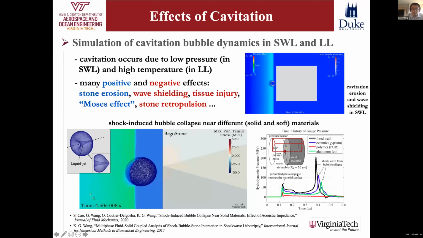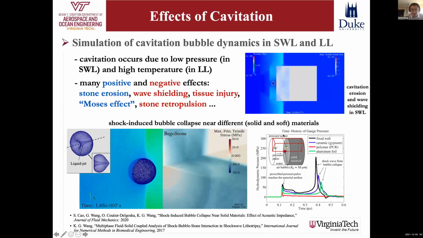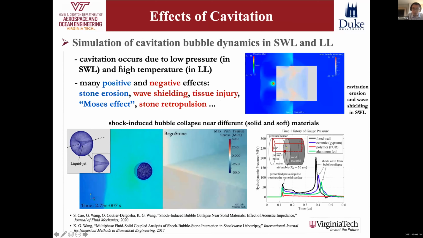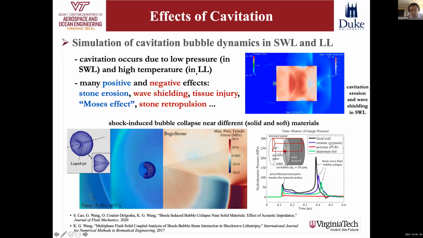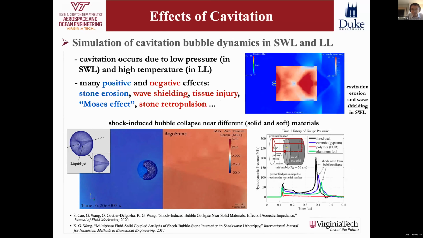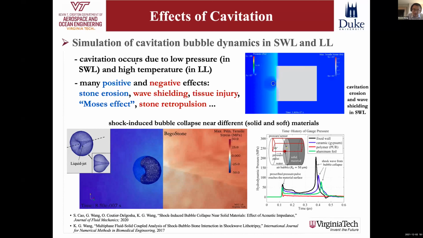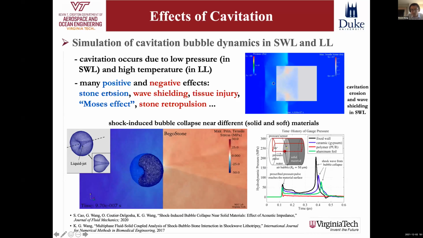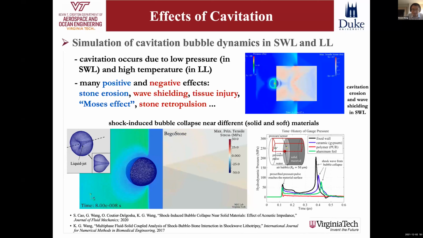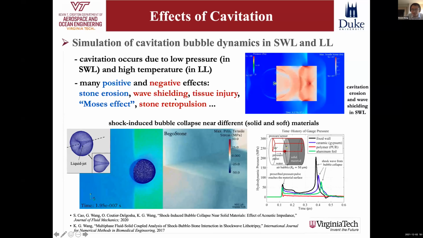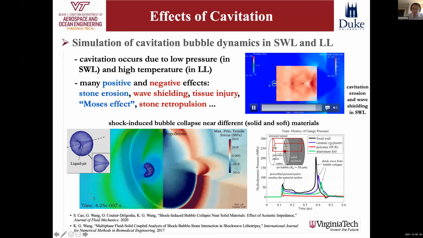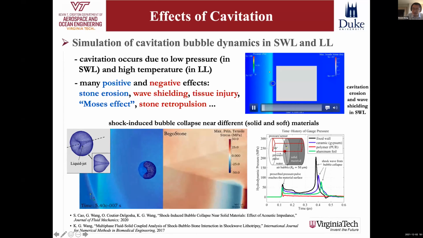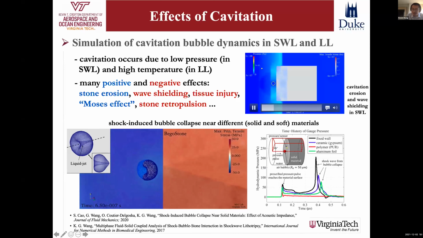Next, a study on the effects of cavitation bubble dynamics. Cavitation occurs in shockwave lithotripsy due to low pressure and also in laser lithotripsy due to local high temperature. The interesting thing is that cavitation and the resulting bubble dynamics has both positive and negative effects. For example, stone erosion, sometimes referred to as cavitation erosion, is a beneficial effect. Wave shielding, as you can see from both movies, describes a negative effect where the bubble blocks the stone from an incoming shock wave.